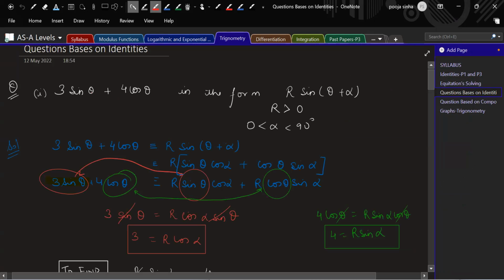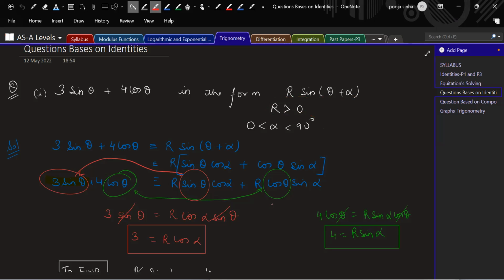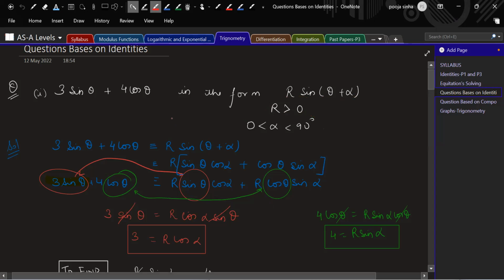Okay. So for our question, it is 3 sin theta plus 4 cos theta. We are supposed to convert it in the form of r sin theta plus alpha. R is given greater than 0. Alpha is between 0 and 90 degrees. Clear? Similar question है ना ये? Okay. So अभी हमको करना क्या है?